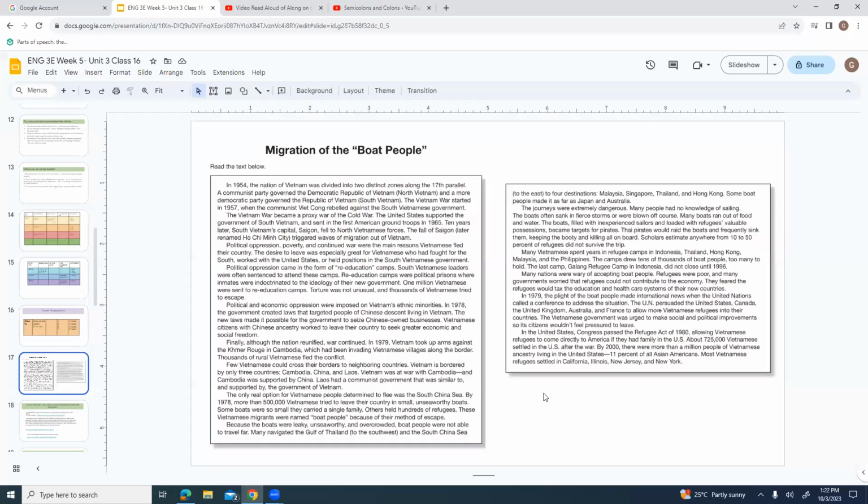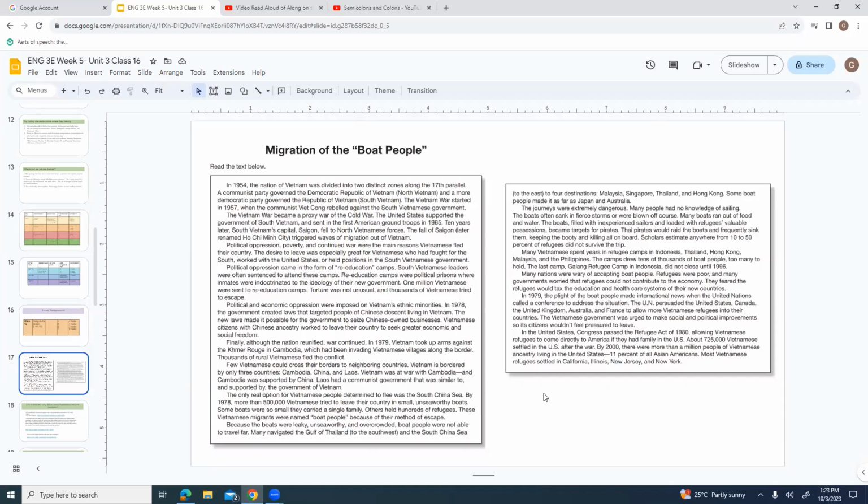So political oppression came in the form of re-education camps. South Vietnamese leaders were often sentenced to attend these camps. Re-education camps were essentially political prisons where inmates were indoctrinated into the ideology of their new government. 1 million Vietnamese were sent to re-education camps. Torture was not unusual. In fact, it was pretty common. And thousands of Vietnamese tried to escape because obviously nobody wants to be a part of that. There's more going on.